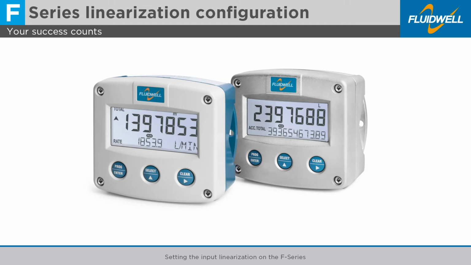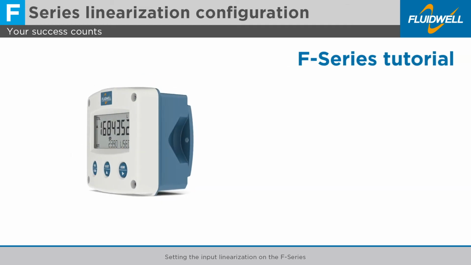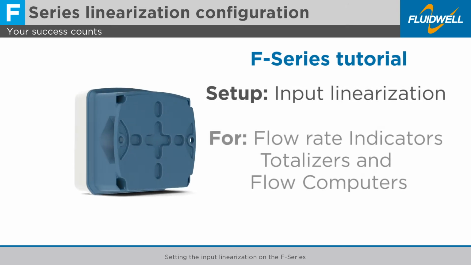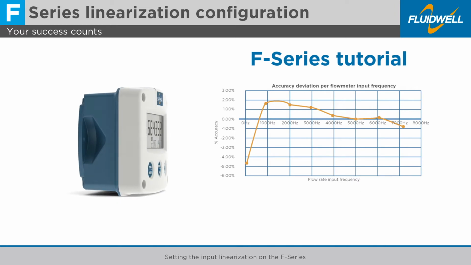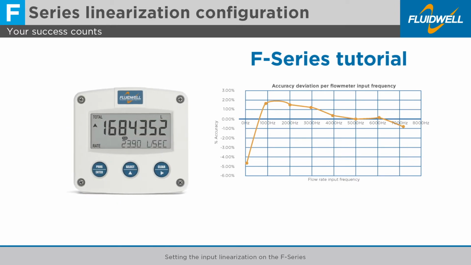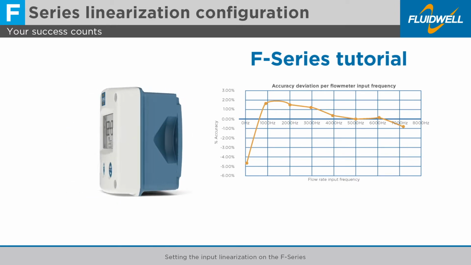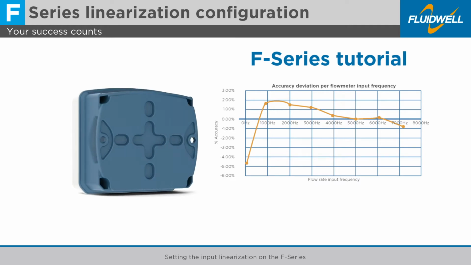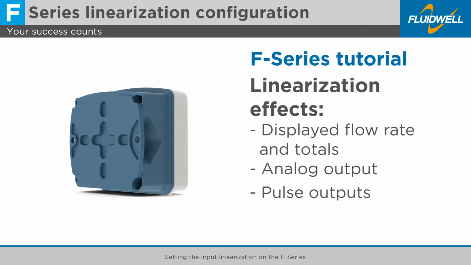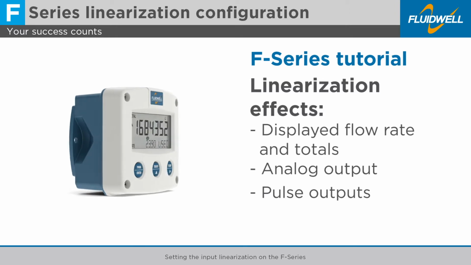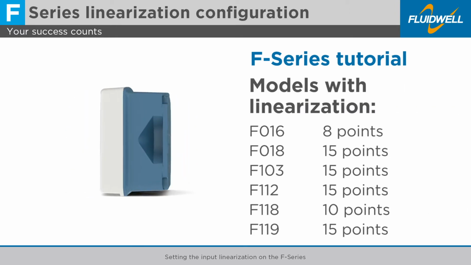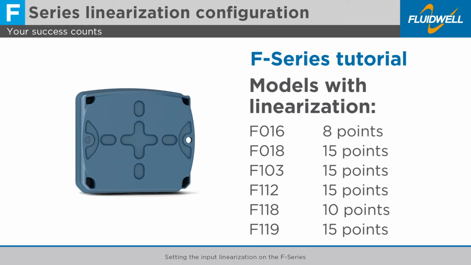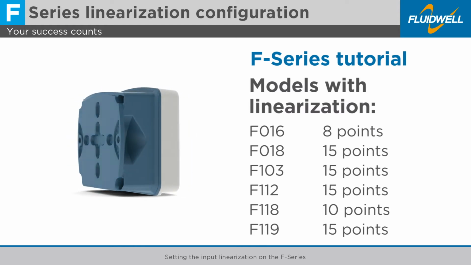In this tutorial, we will set the input linearization on the F-series flow rate indicators, totalizers and flow computers. Linearization of the input signal is often used in applications with a demand for high accuracy in the full range of the flow meter. The enhanced signal affects the displayed flow rate and total, as well as the analog and pulse outputs. Depending on the model, the F-series have 8 up to 15 linearization points.